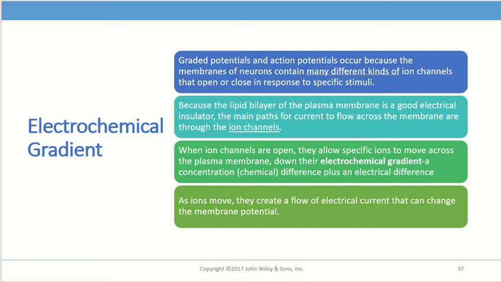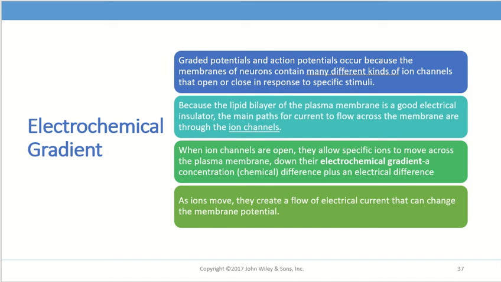Graded potentials and action potentials are going to occur because the membranes of that neuron are going to contain different kinds of ion channels that are either going to be open or closed in response to specific stimuli. So because the lipid bilayer of the plasma membrane is going to be a really great electrical insulator, the main path for currents to flow across that membrane is going to be through various different types of ion channels.